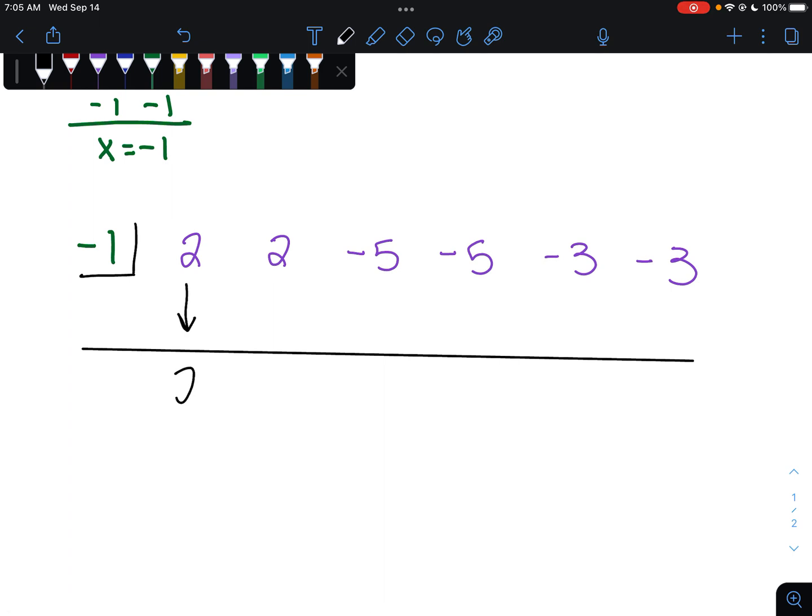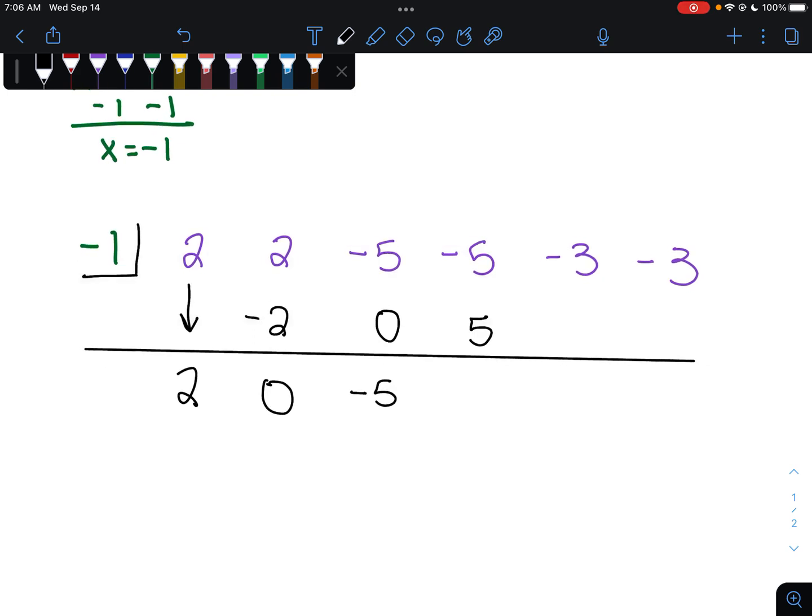So drop down the 2, multiply by negative 1 and get negative 2. Add 2 plus negative 2, that would be 0. Multiply negative 1 times 0, which is 0. Add down, negative 5 plus 0 is negative 5. Multiply, negative 1 times negative 5 is a positive 5. Add down, negative 5 plus 5 is 0. Negative 1 times 0 is 0. Negative 3 plus 0 is negative 3. And last but not least, negative 1 times negative 3 is a positive 3. And negative 3 plus 3 is 0.